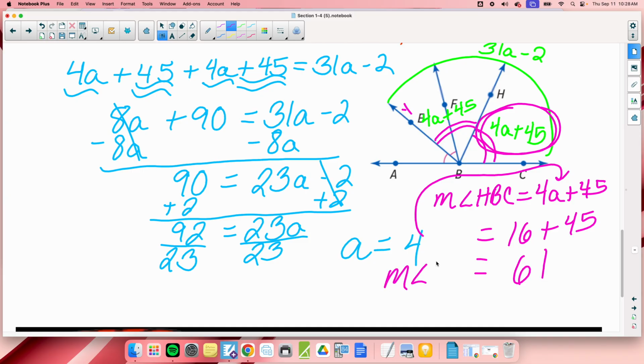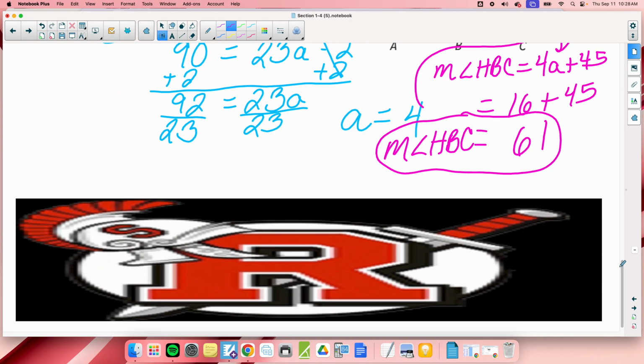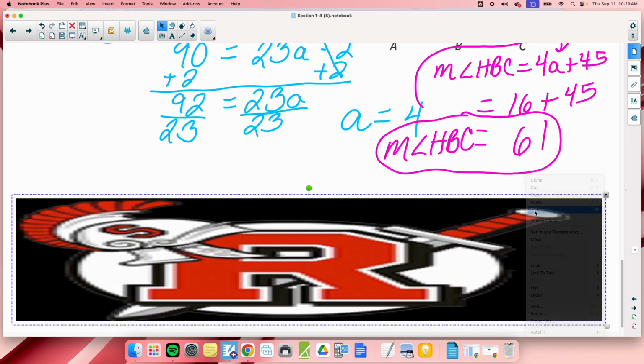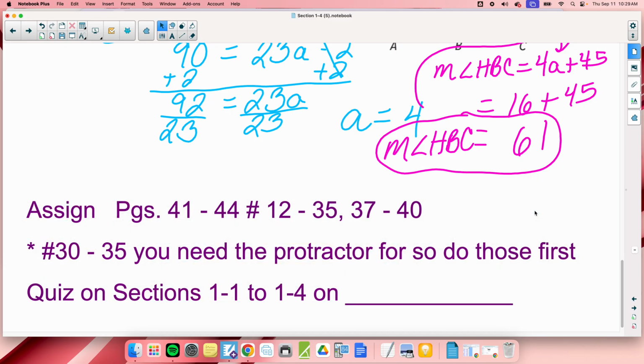Okay. All right, so here is your assignment. And then again, in the last 2-3 minutes, if you want to, you could take pictures of the answers in my book. And you guys have a protractor. You may want to do 30 to 35 right away. Those are the ones you need the protractor on, and then turn that in. And your quiz again is on Monday, okay?